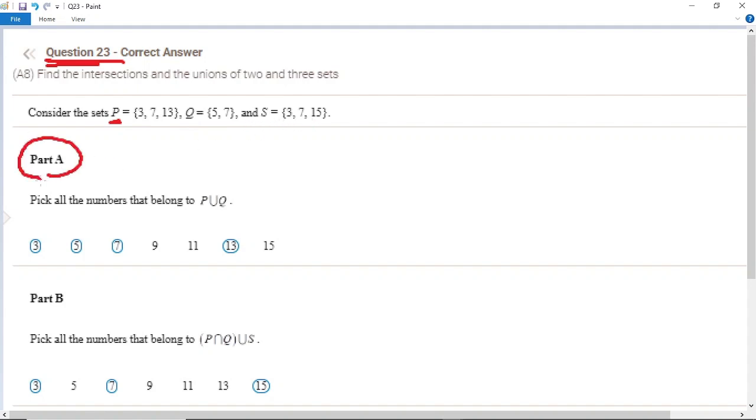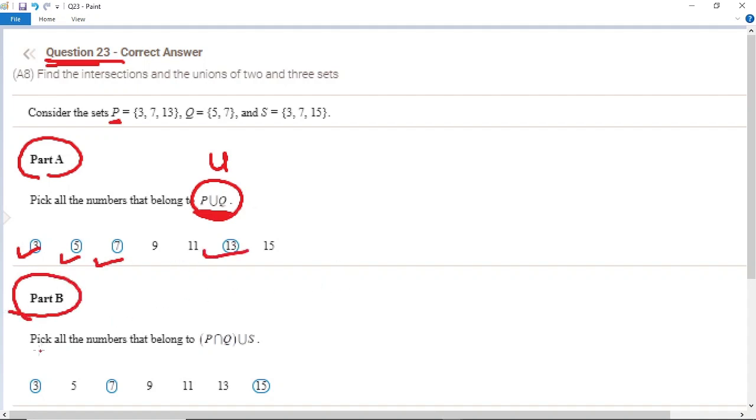Okay, part A. Pick all the numbers that belong to B union Q. That means I need the numbers inside B and Q, all the numbers. This is union, okay? So all the numbers are 3, 7, 13, 5, and 7. So I will take only one 7, so it will be 3, 5, 7, 13.